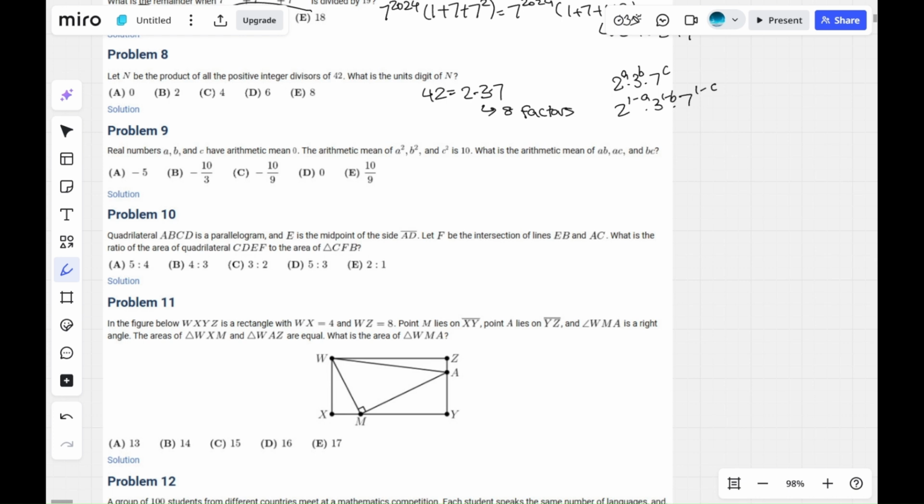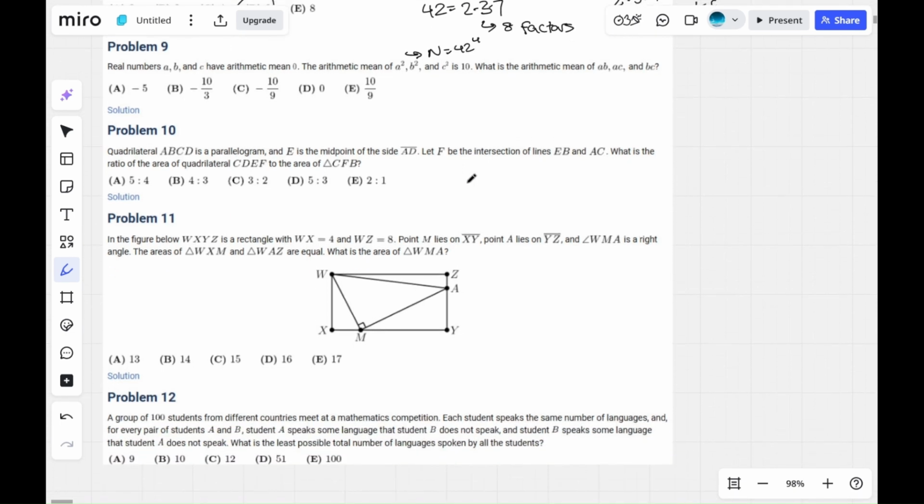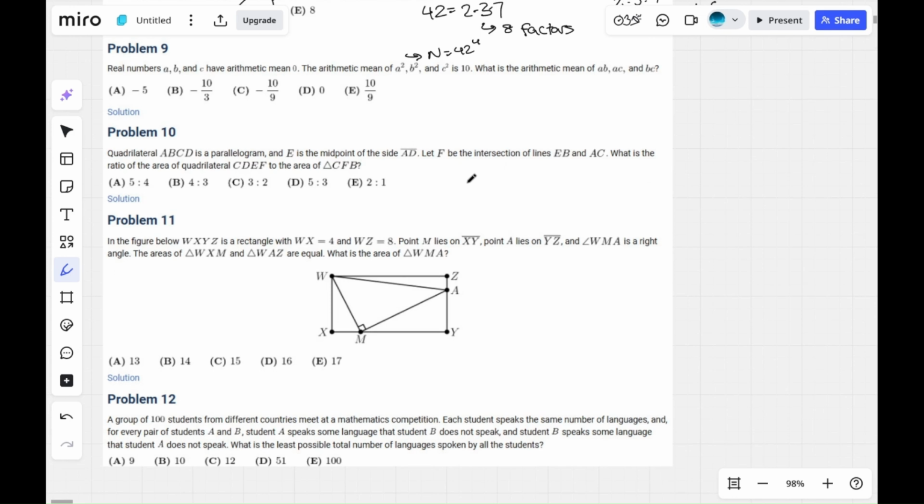So there are 8 factors, so there are 4 pairs that multiply to 42, so that means that n is equal to 42 to the power of 4. So the units digit of n is going to be equal to 6, which is also the units digit of 2 to the 4, which is 16. Okay.